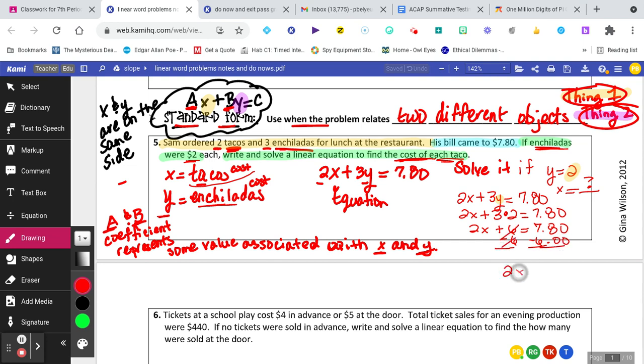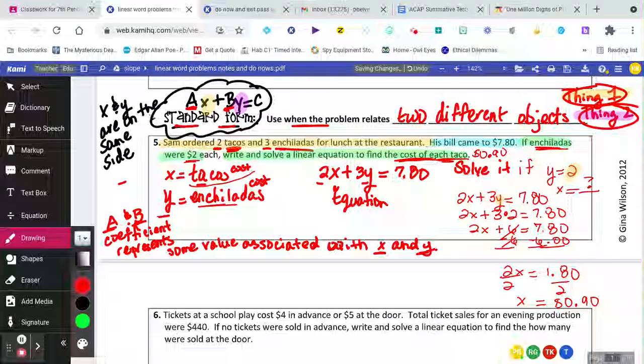So I end up with 2x equals $1.80. Okay, divide each by 2. And it tells me that x is equal to 90 cents, since $1.80 divided by 2 is 90 cents. So I can clearly see that the cost of each taco is 90 cents. That's a cheap taco. Okay, that's it.